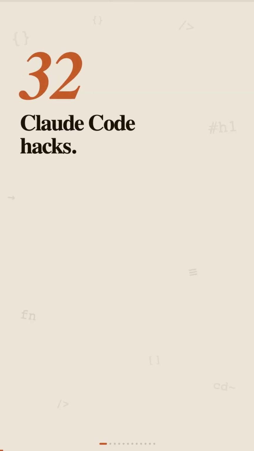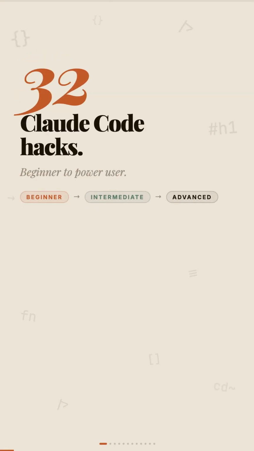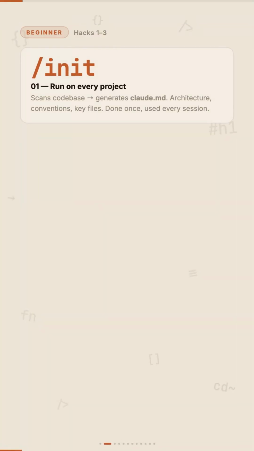32 Claude Code hacks. Beginner to power user, best ones are at the end. Hack 1, run init on every project. Claude scans your code base and generates a claude.md, a cheat sheet for that project. Architecture, conventions, key files, done once, used every session.